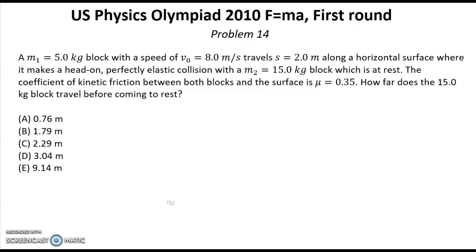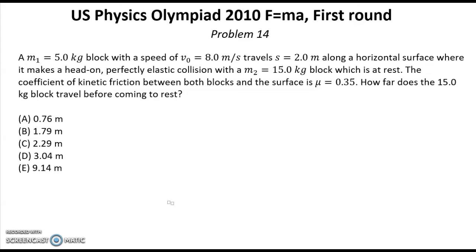Solution. So we need to split this problem into 3 parts. First part, we need to find the speed of the first block before collision when it travels 2 meters. Second part is to find the speed of the second block after the perfectly elastic collision. And third part is to find the distance the second block travels after this collision. Let's do it step by step.